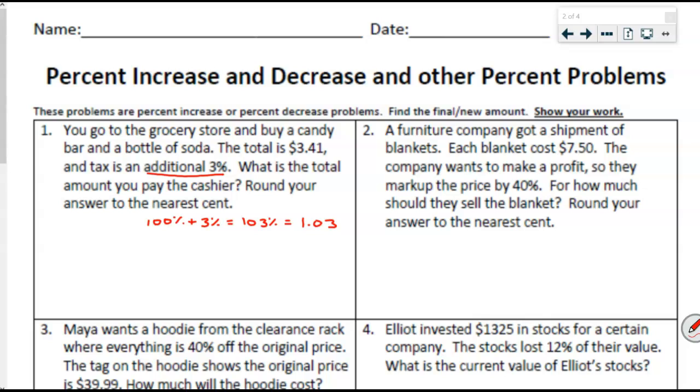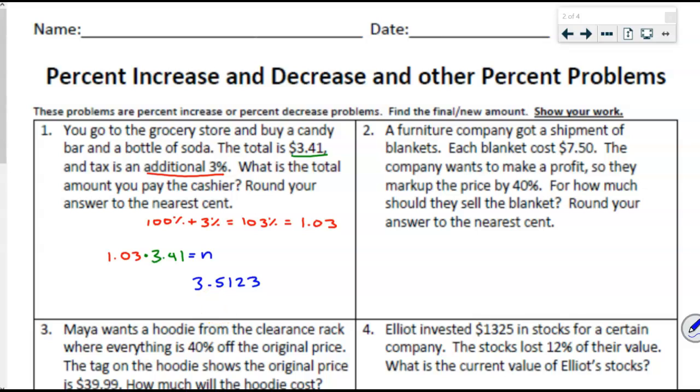So what do we do with this information? What we're saying is we are going to be paying 103% of the original price, or that price without the tax, which is $3.41. When I do that, that is going to be the new amount that I have to pay, the total amount that I have to pay the cashier. Type this into the calculator. And it does say that we're going to need to round to the nearest cent. So 1.03 times 3.41 is equal to 3.5123.